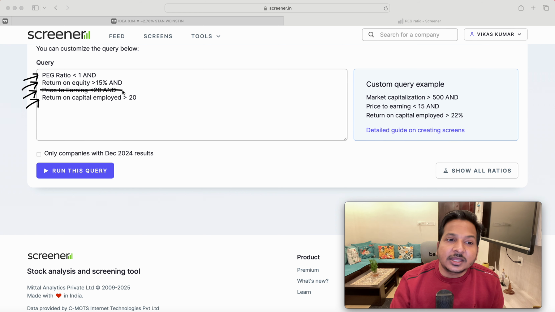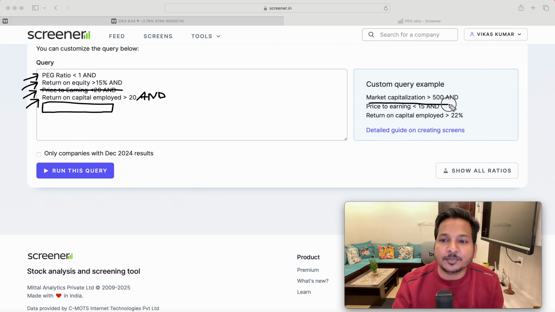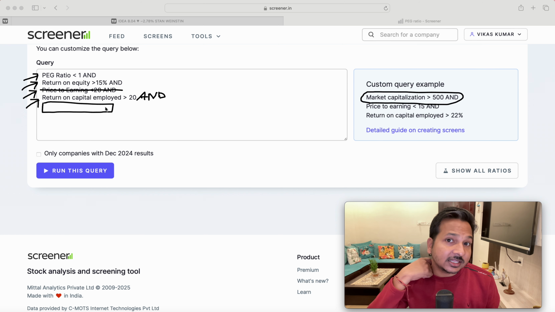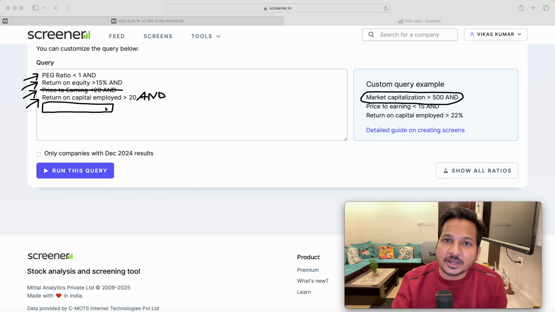Okay. If you want to filter by market cap, then you can write market capitalization here. Suppose you want large caps, then you can write market cap more than 10,000. If you want companies which are small cap, you can write market cap less than 5,000. Those companies you will get.